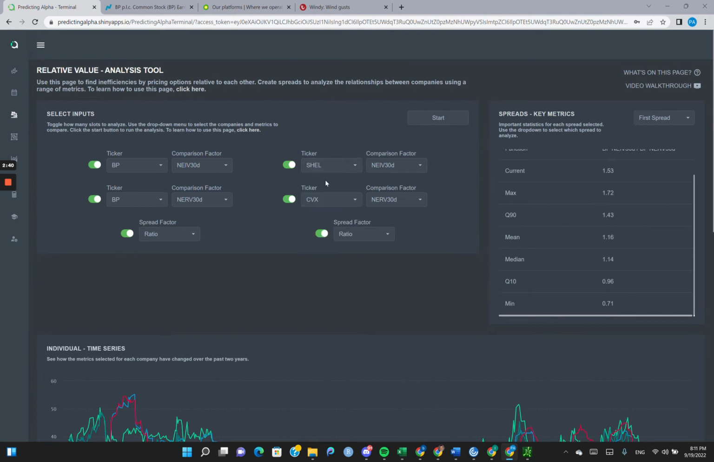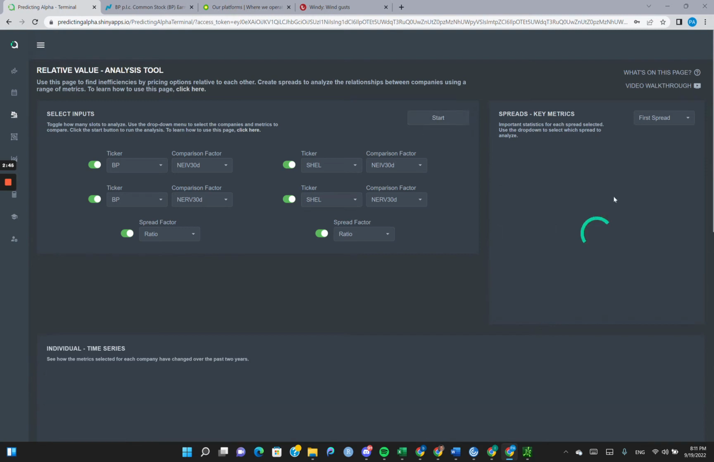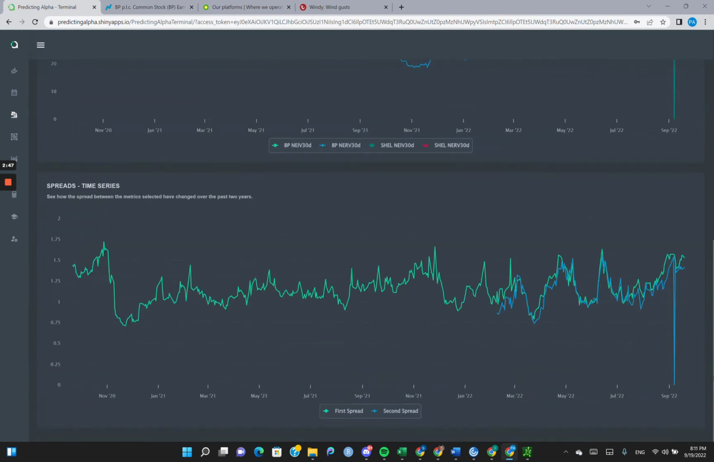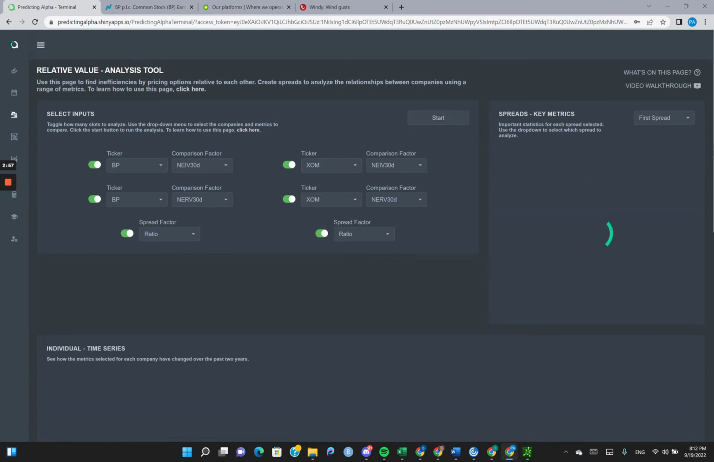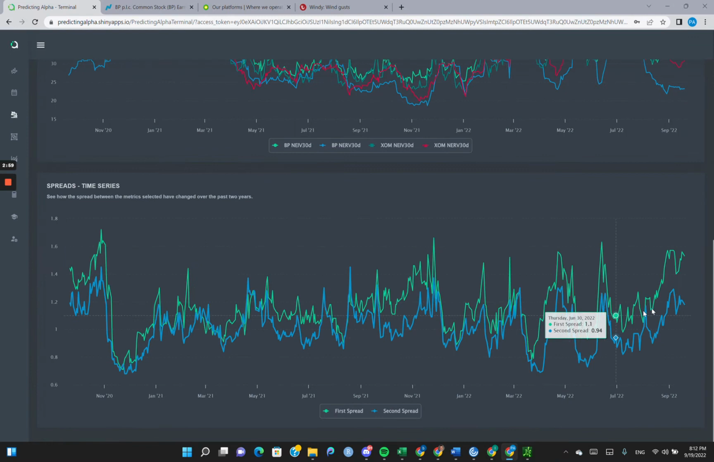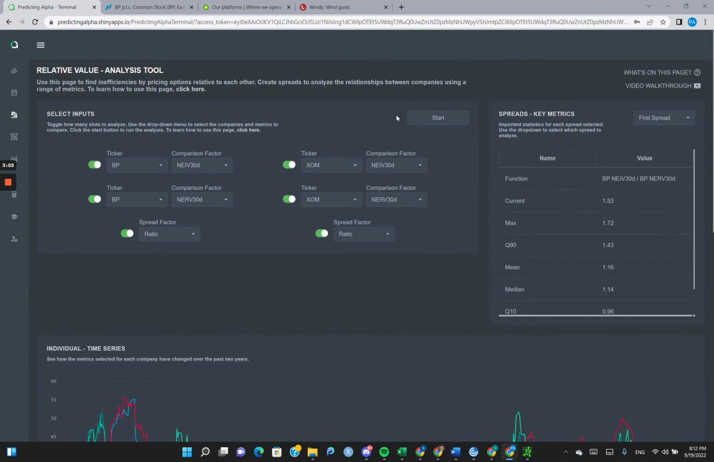Here's another example. Let's look at Shell. We're going to run Shell, come down here and take a look. Again, same thing, we've seen this gap. It's another one, ExxonMobil. Let's run ExxonMobil and see what we have here. Same thing, even a much wider gap on ExxonMobil relative to BP.